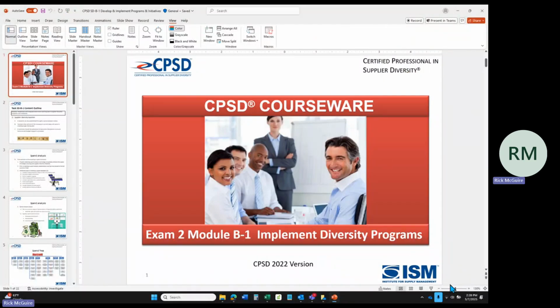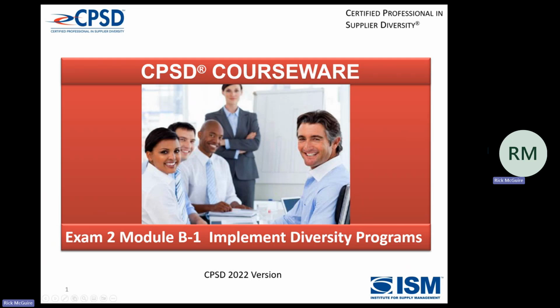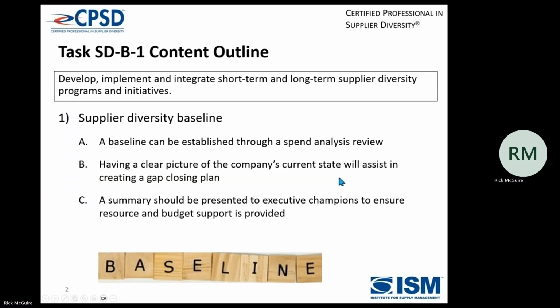Okay, so today we are going to cover implementing diversity programs. Develop, implement, and integrate short-term and long-term supplier diversity programs and initiatives. So you need a baseline, which can be established through a spend analysis review. Having a clear picture of the company's current state will assist in creating a gap closing plan.